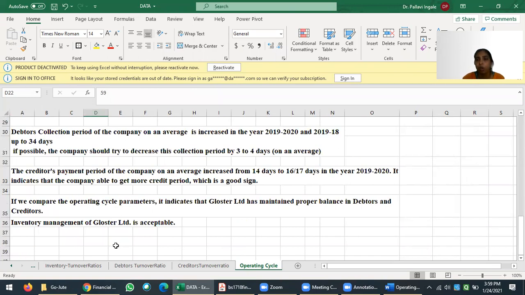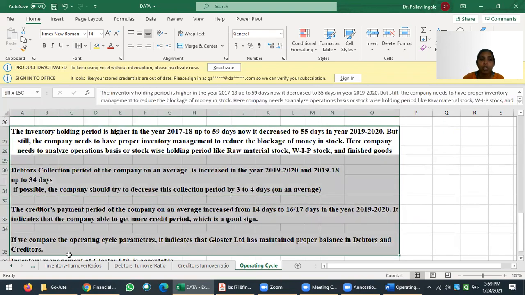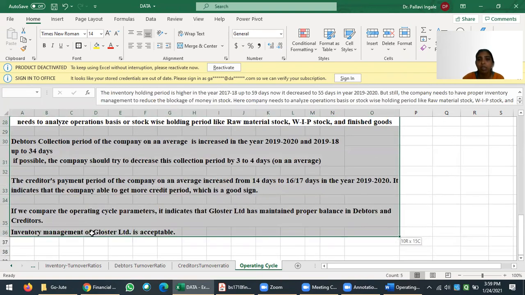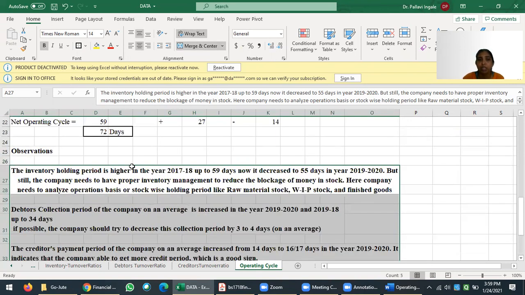Understood? I hope you all are able to calculate the operating cycle, and this observation for each and every company will change. It is not like that it will come the same. You have to use your brain. That's why I have mentioned here what and how. You have to use your brain when you are writing this, whether it is good or not good, what they can do, that solution you can give here.